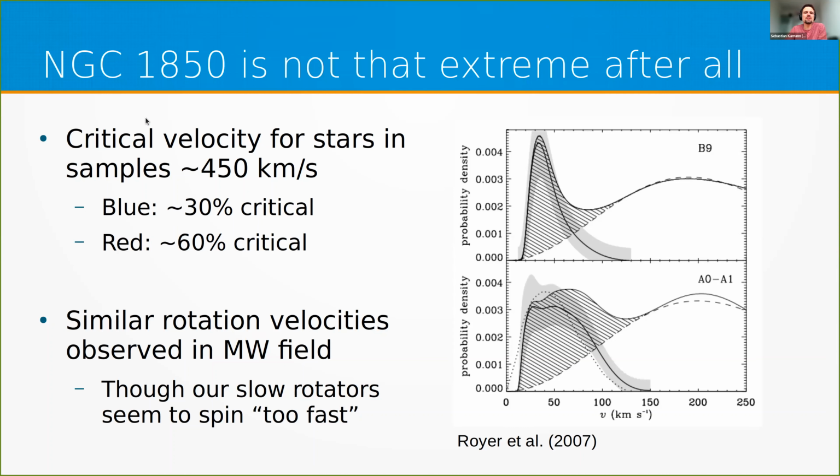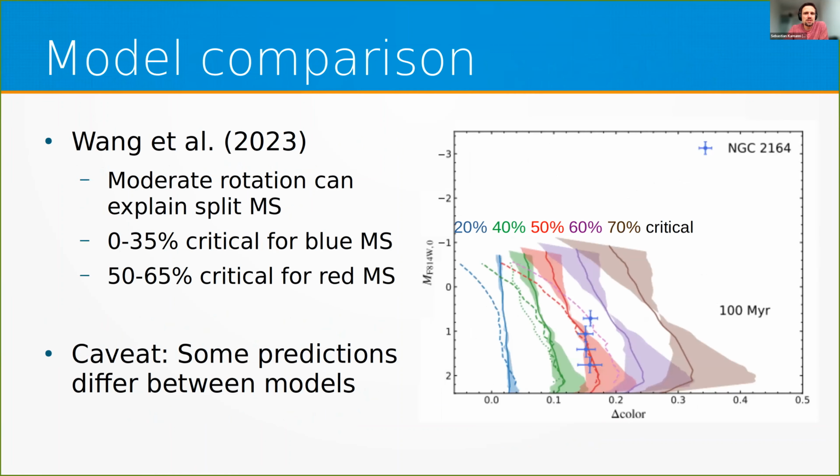However, I think one interesting bit of information is that the critical velocity for such stars, as in our samples, is of the order of 450 kilometers per second. So even for the red main sequence, where the fast rotators are, the stars only seem to be spinning at of the order of 60% critical. And this is actually in quite nice agreement with some recent model comparisons done by Chen Wang et al., where they found that the split of the two main sequences, so the split in color, can already be explained if you just assume moderate rotation, and that rotation really close to the critical value isn't required.